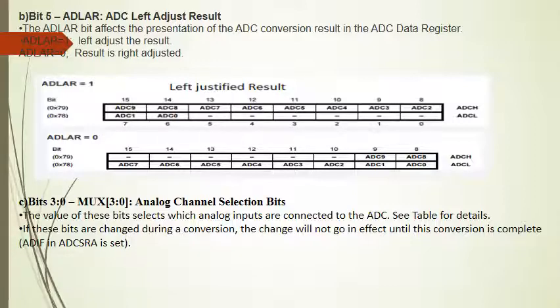Then next come the 4 bits, that is bit 0 to 3. The fourth bit is, sorry, the 0 to third bit. These are used as the analog channel selection bits. The values of these bits select which analog inputs are connected to the ADC. You can see that from the table, and accordingly we'll understand how the bits are written according to the channel selection.